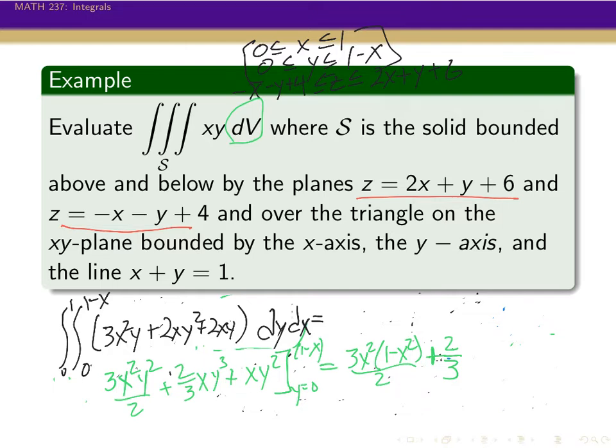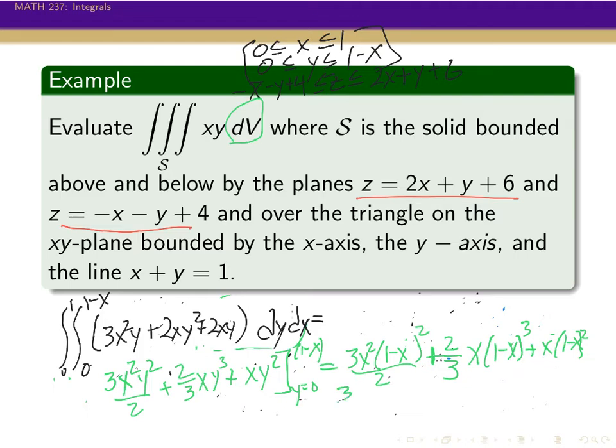Okay, plus 2/3 x times (1 minus x) cubed plus x times (1 minus x) squared. The squared should be on the outside. Okay, so this is looking a little bit nasty, but it's just polynomials, so that's not too bad.